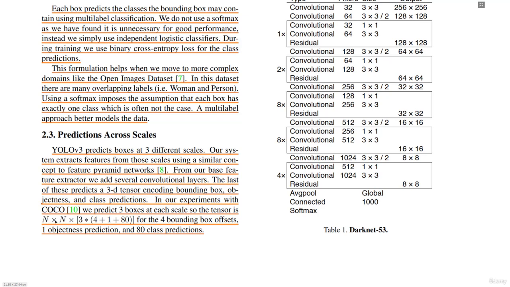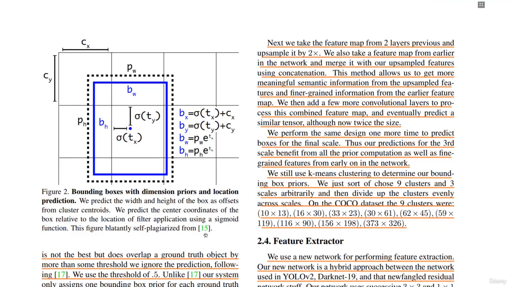So the tensor is n by n, that's split size by split size, by 3 by, now here we actually have the bounding box predictions plus the objectness predictions plus the number of classes. So here we would have 27 in our case. So this is n by n by 3 by 27, for the 4 bounding box offsets, 1 objectness prediction, and 80 class predictions as in the paper. Then we take the feature map from 2 layers previous and upsample it by 2 times.